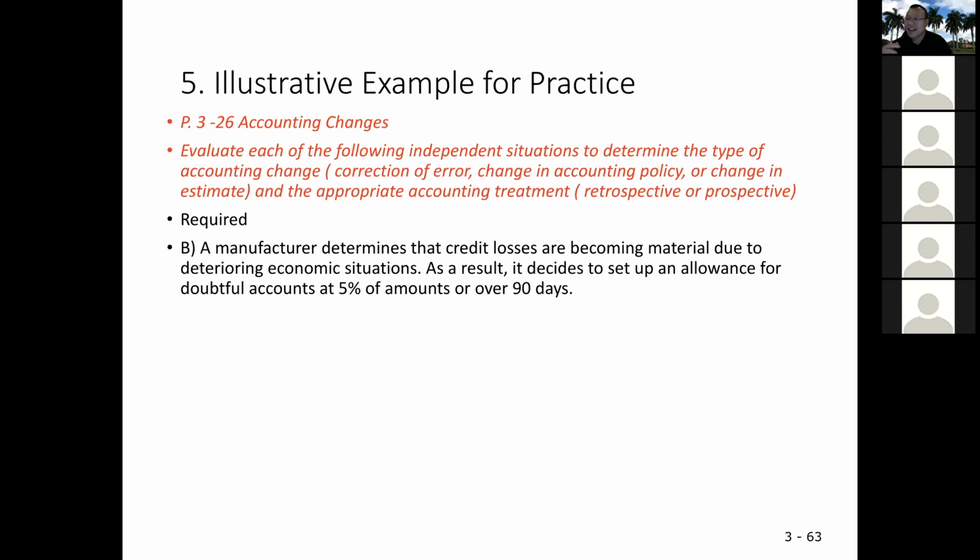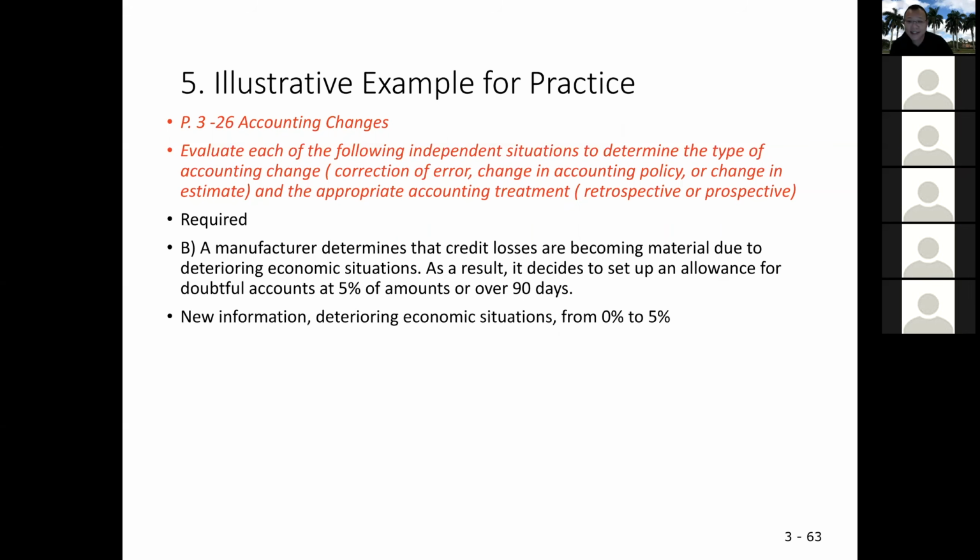Yeah, this is a change in estimate because it changed from 0% to 5%. But is this also a change in policy? Yes, it would be. Because previously they don't have this allowance. And now they put it on, right? So from absence to presence, this is a change in accounting policy, right?